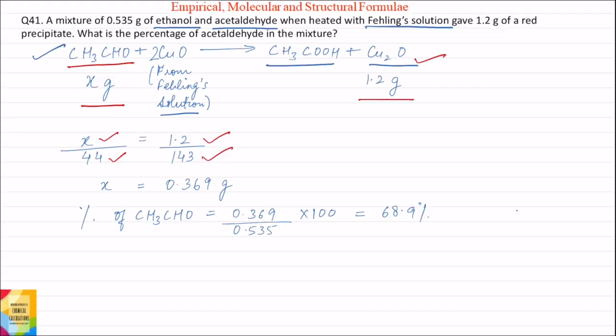143. So moles of CH3CHO is equal to moles of Cu2O. Solving this equation, we get the value of x, which is equal to 0.369 gram. So the weight of CH3CHO present in the mixture is 0.369 gram. Now the percentage of CH3CHO will be equal to the weight of CH3CHO divided by the total weight of the mixture, into 100, and this is equal to 68.9%.